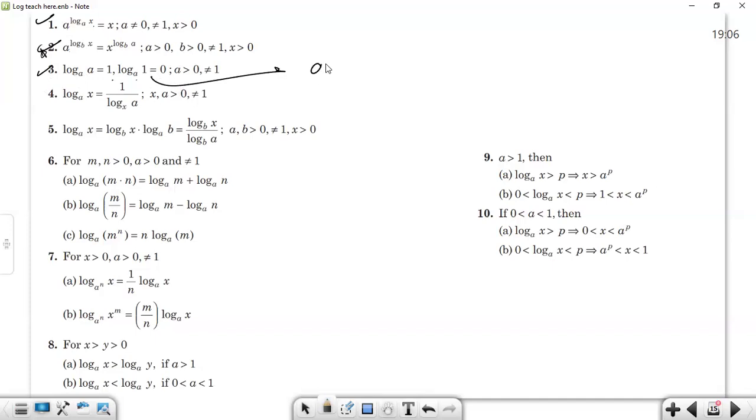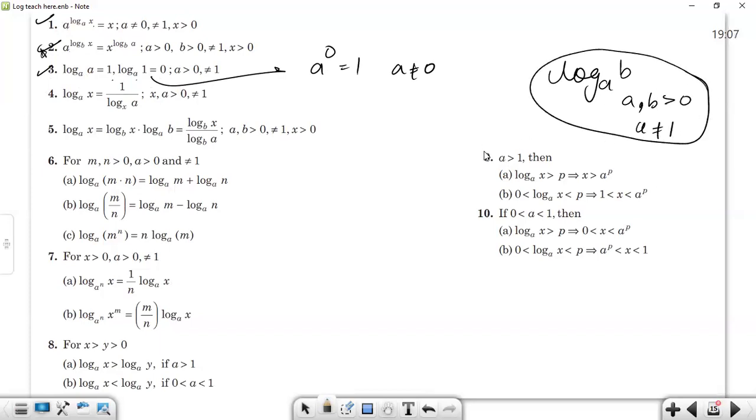This is just another manifestation of writing a to the power 0 becomes 1, given that a is not 0. Whenever we write any logarithm function with two variables, both of the variables should be positive and the base should not be 1. These conditions must always be satisfied to define a logarithm function. Are you with me? Yes, sir. So this property says, let's derive it.